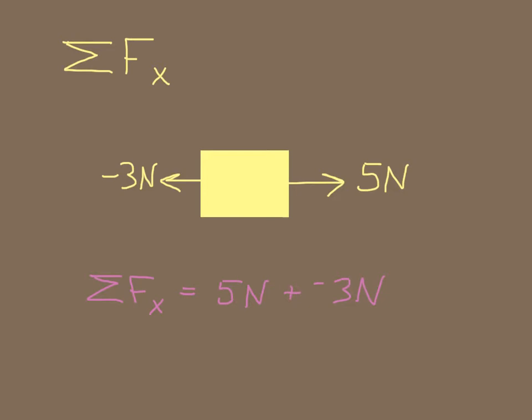Because there's motion, we will set this net force equation equal to mass times acceleration, where the force is represented by the sum of all the horizontal forces. In this way, we can solve for the acceleration if we know the mass of the object that is moving.